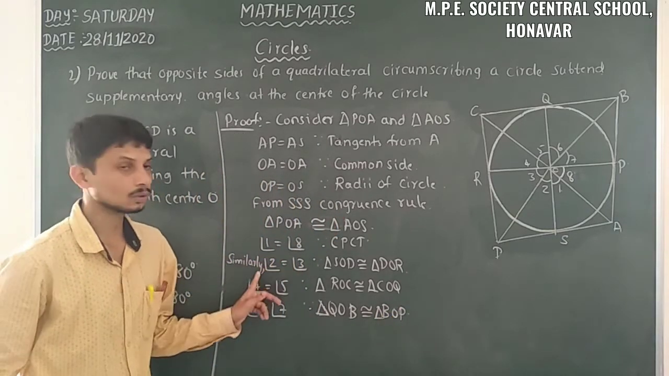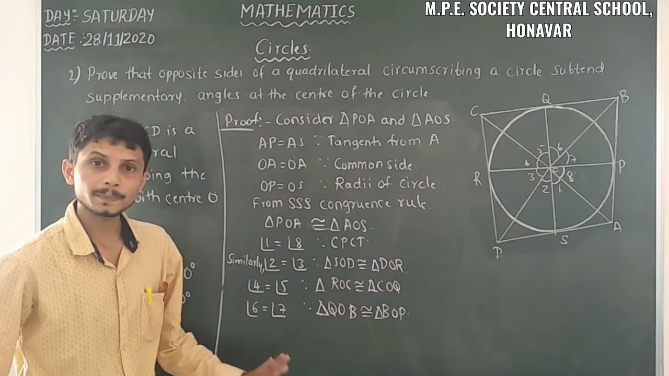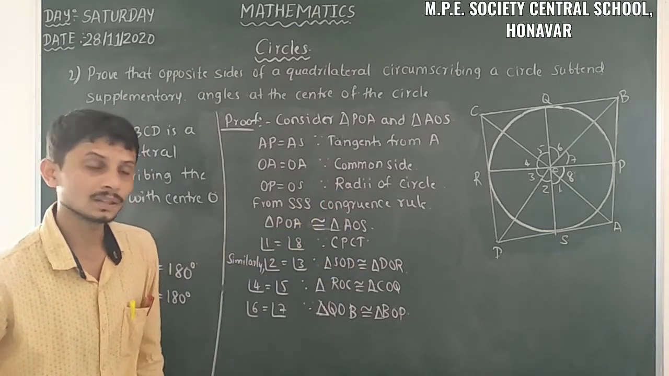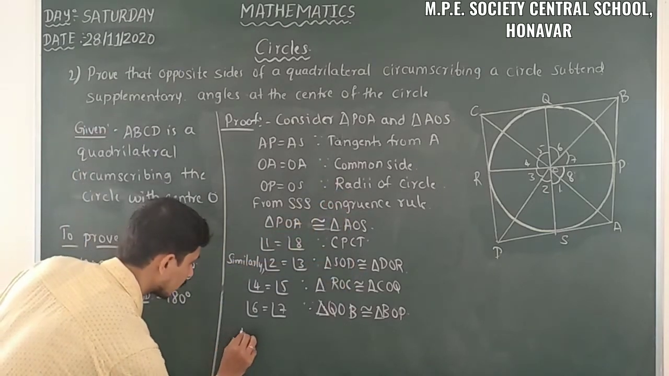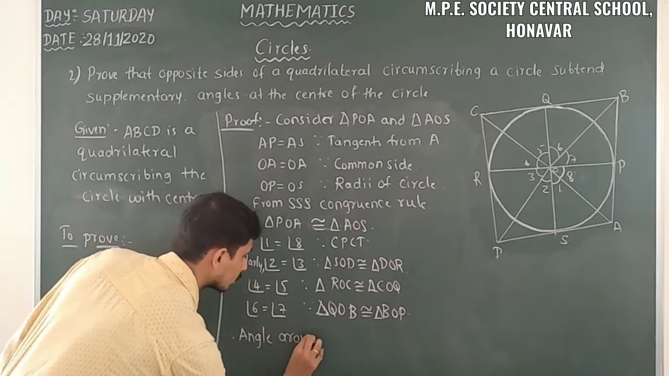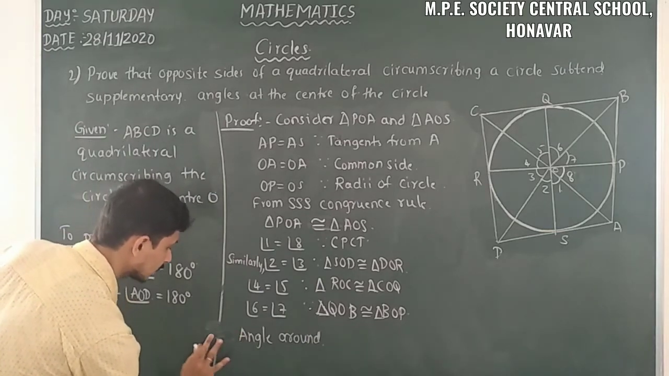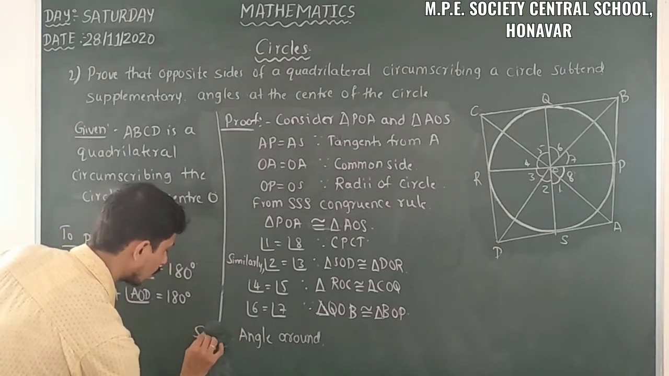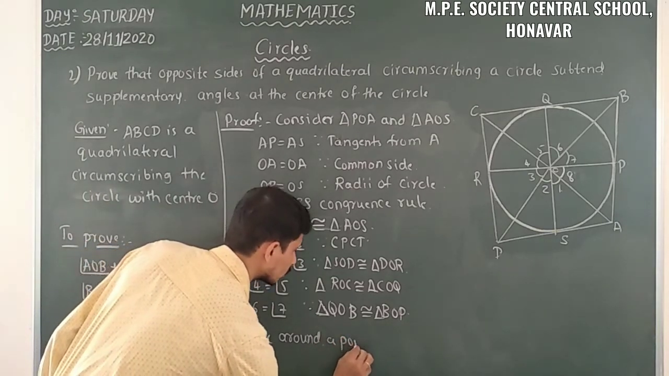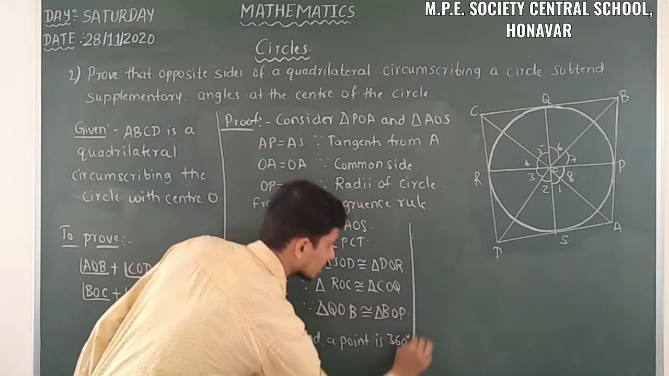So here we have angle 1 is equal to angle 8, angle 2 is equal to angle 3, angle 4 is equal to angle 5, angle 6 is equal to angle 7. After that we have to take the point. The angle around a point is 360 degrees. Therefore, next we have to take the sum of angles around a point, which is 360 degrees.